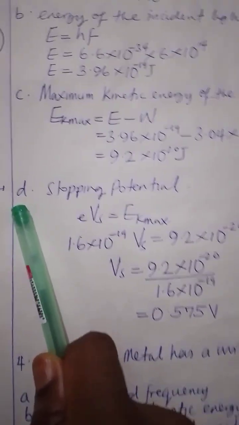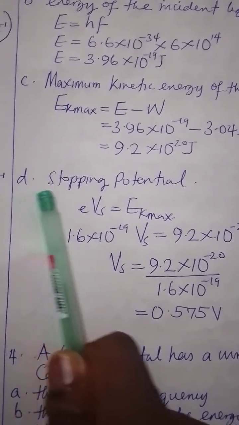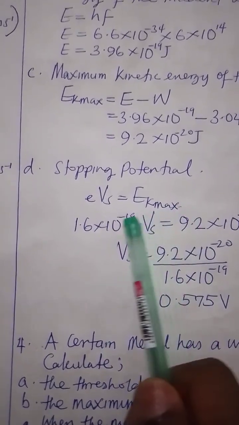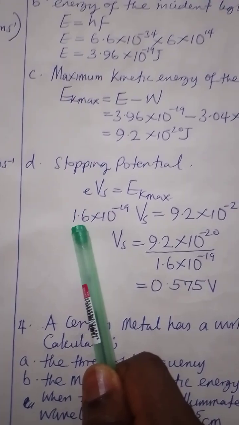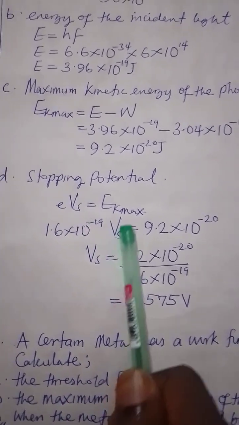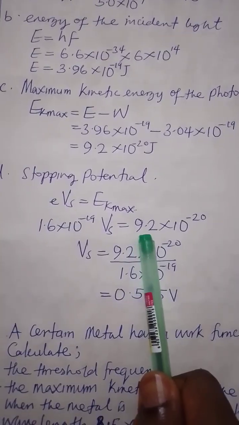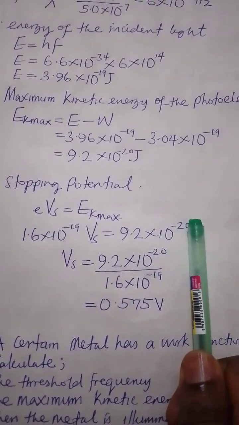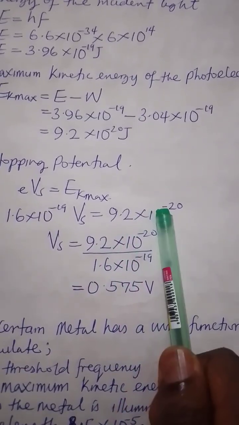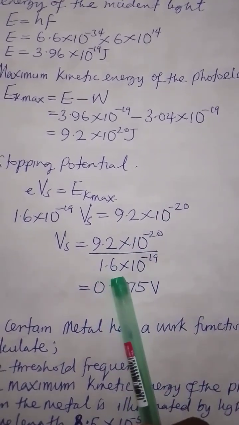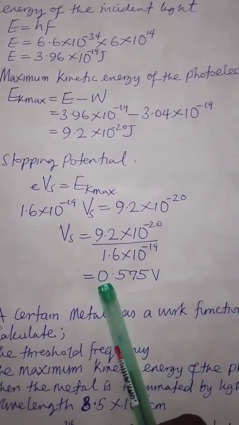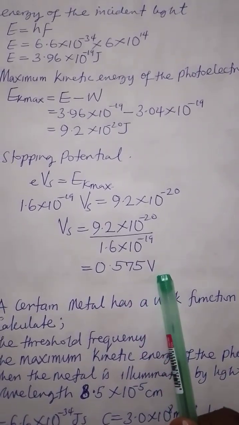D, stopping potential. eVs is EK max. And so our electron charge is given as 1.6 times 10 to the power minus 19 times the stopping potential, equal to EK max, which is 9.2 times 10 to the power minus 20. Eventually, Vs is 9.2 times 10 to the power minus 20 over 1.6 times 10 to the power minus 19. This will give us 0.575 volts.